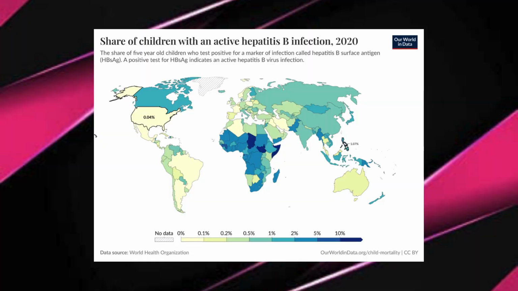This is the share of children with an active hepatitis B infection in 2020. However, this data is from 2015. This is the share of 5-year-old children who test positive for a marker of infection called hepatitis B surface antigen, and a positive test for HBsAg indicates an active hepatitis B virus infection. In the United States, this is 0.04%. In the Philippines, that is 1.07%.